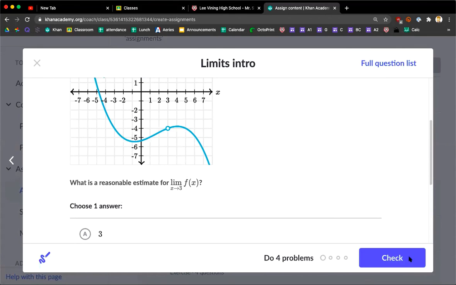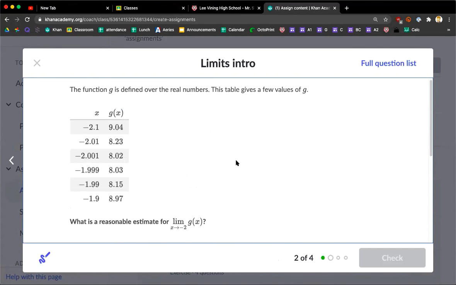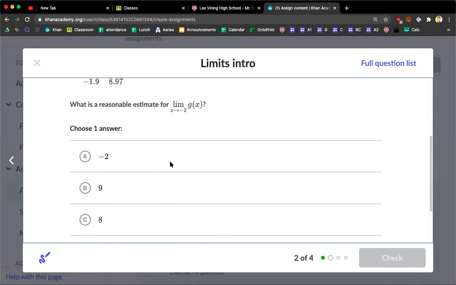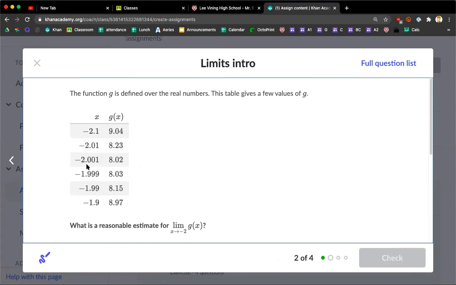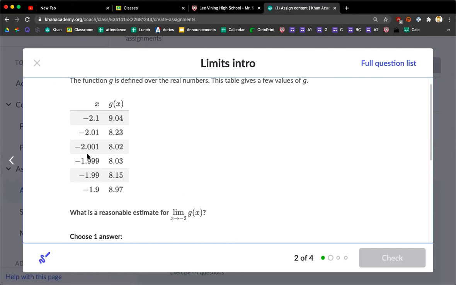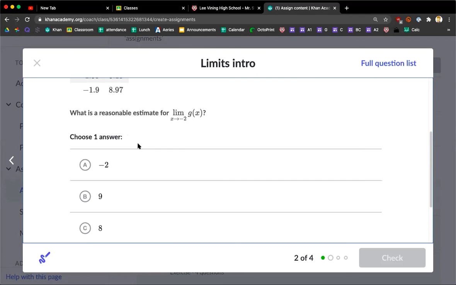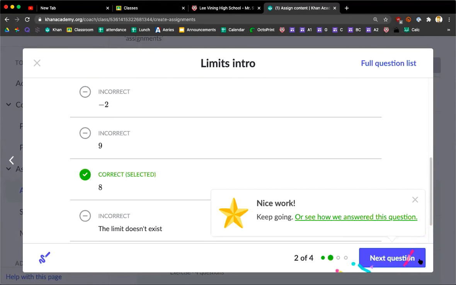Everyone can see the graph, see the question? We're good. All right, someone else do this next one. This one is a table value. As x goes to -2, so -2 is right about here, what is a reasonable estimate for the function? As I get closer and closer to -2, what do you think the answer is? You can raise your hand. I see your cameras. Yeah, go for it, Andrea. 8. Yeah, exactly 8, because 8 is in between 8.02 and 8.03. The answer is 8.